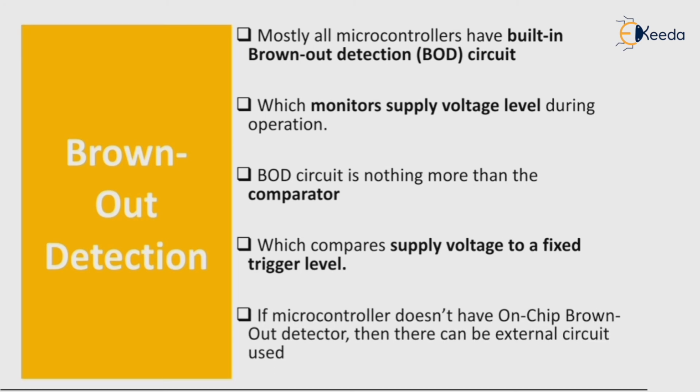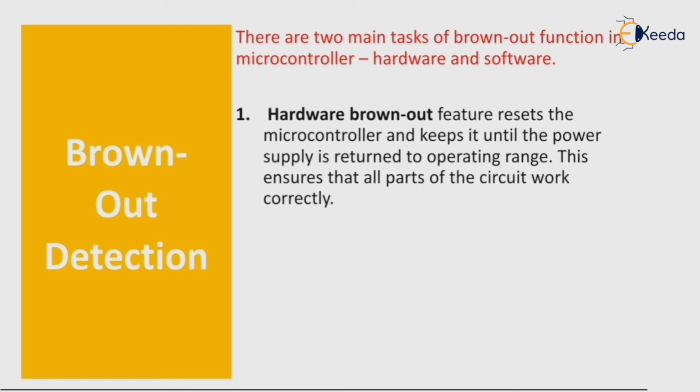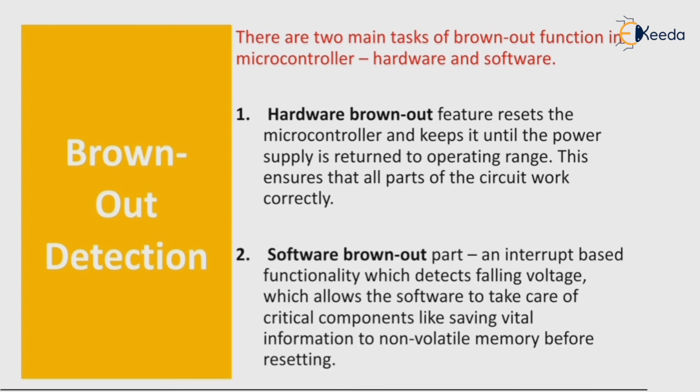If a microcontroller doesn't have an on-chip brownout detector, then an external circuit can be used for brownout detection. There are two main tasks of the brownout function in a microcontroller: hardware and software. Let's see hardware brownout and then software brownout.